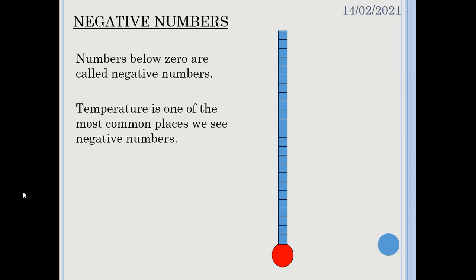Temperature is probably one of the best examples where negative numbers can be seen and that you are familiar with. If we have a thermometer, you can clearly see that above the zero the numbers are all positive, and below the zero the numbers are negative. And the further away they get from zero, the bigger the numbers become.